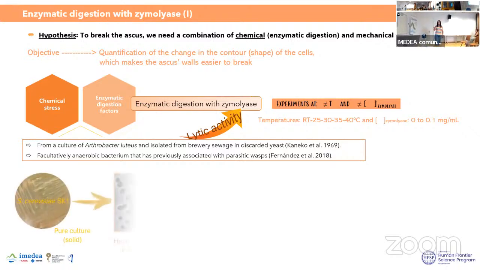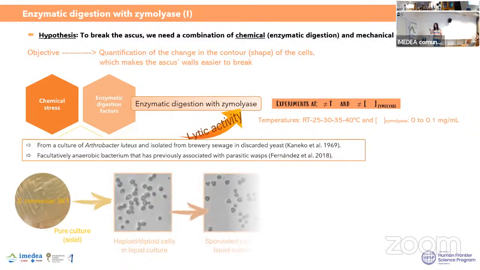So which are the main studies that we did? Well, we started from a solid biomass, the plate that I showed you. Then we made a liquid culture from this, taking some biomass and putting it in a medium with a lot of nutrients for the yeast. Then we sporulated the cells by putting them in another medium with a lack of nutrients, and they have this type of shape.